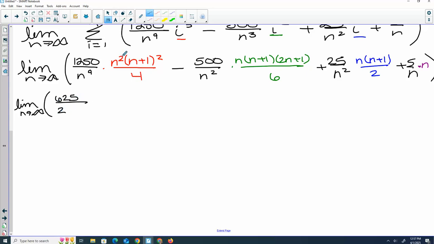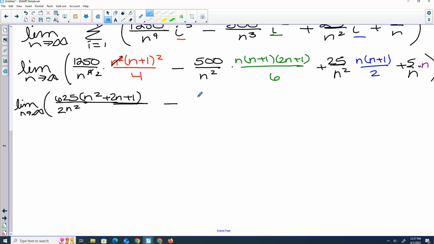Okay. I'm going to go ahead and drop off 2 of the n's, so that's an n squared. And n plus 1 squared would be n squared plus 2n plus 1. Okay, I'm going to simplify as much as I can. I'll do it in 2 steps. 500 over 6, what's that reduce to? 30. No, that's not right. I don't know. 500 over 6.